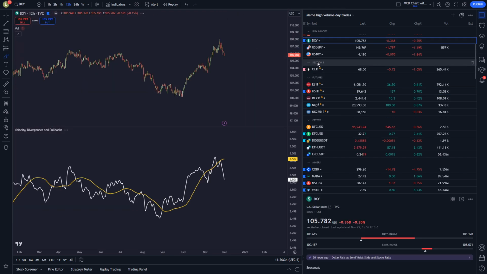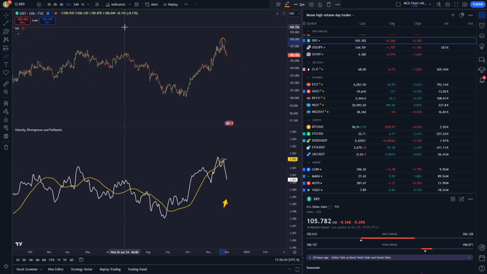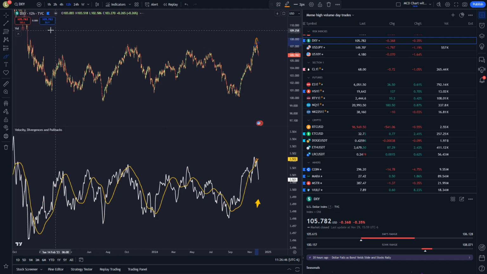And look at the Dixie. It's breaking down. You'd love to see that. It actually made that bearish divergence I talked about that was forming right here. Higher high on lower velocity. This is the US dollar. You want to see this come lower.